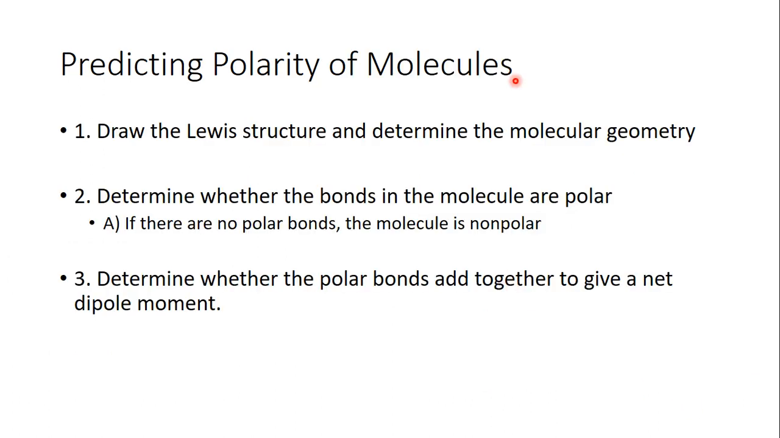The way you predict polarity is, first you have to draw the Lewis structure and determine the molecular geometry. Then you determine if there are polar bonds. If you have no polar bonds, then this molecule is nonpolar. If you find a polar bond, then draw that arrow to get the dipole. And if you get a net dipole moment, that is, your dipoles don't cancel out, you have a polar molecule.